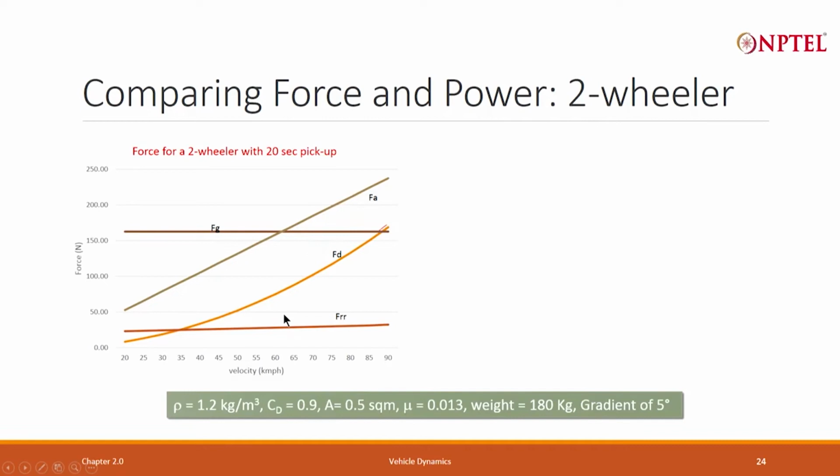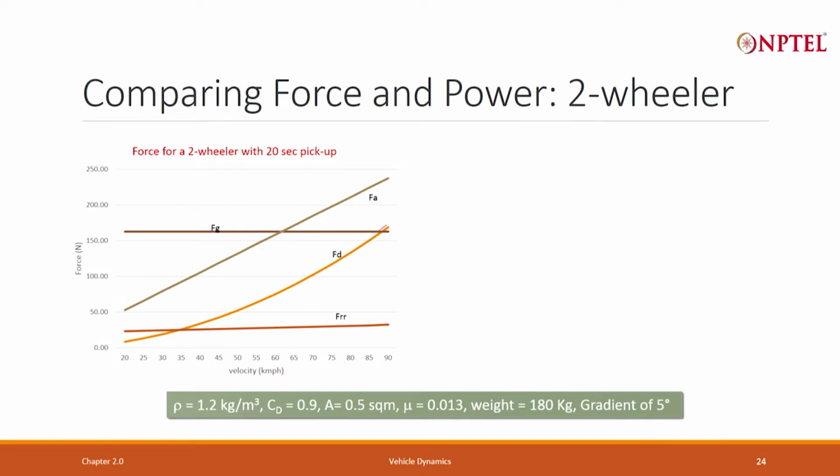When you are traveling on gradient, you do not travel on gradient all the time, you have to worry about only the gradient force, and when you are accelerating and you are doing fast acceleration, you have to worry about accelerating force. So, these four forces, now while this I have drawn for two wheeler, the tendency will be same.